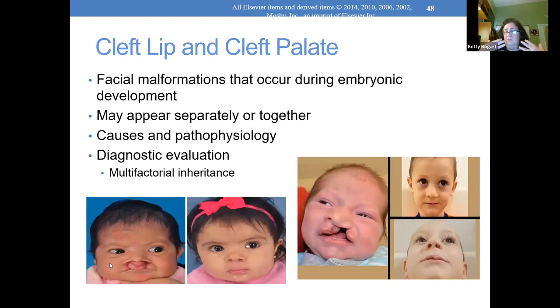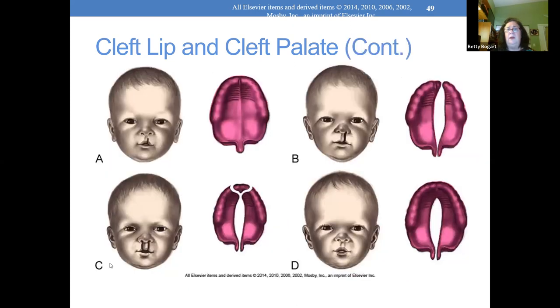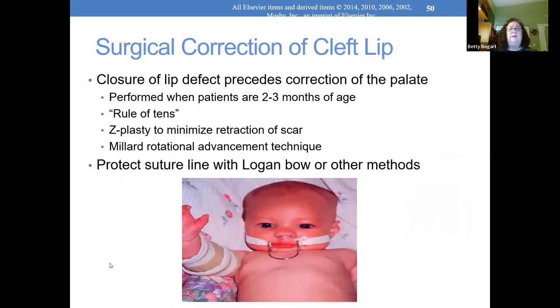So regarding the mouth, we have cleft lip and cleft palate, one side, both sides. One with a palate, one without, two with just the lip, no palate, or everything. These children are born like this, and these are the pictures out of your book too. You can see them.